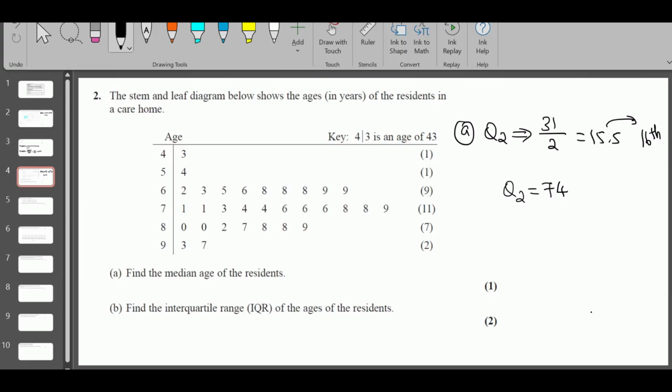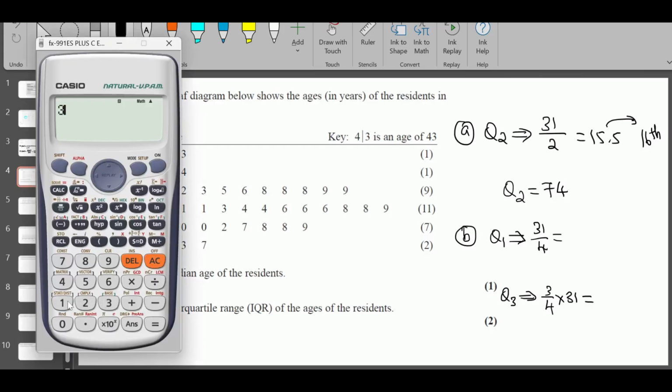And then part B, find the interquartile range. To find the interquartile range, you need to find the lower quartile Q1 first and then the upper quartile Q3. To find Q1, you take the total entry 31. Let me just quickly double check one more time: 1, 2 plus 9, 11, 22, 29, 31. Yes. You have to take 31 divided by 4, because the lower quartile is the 25th percentile. For Q3, you need to multiply it by 3 over 4.